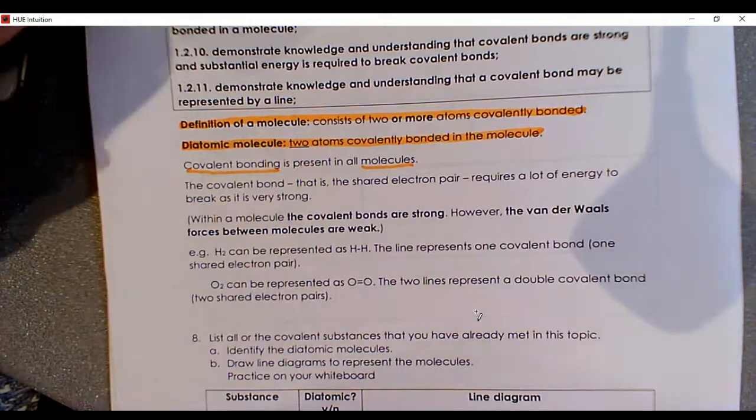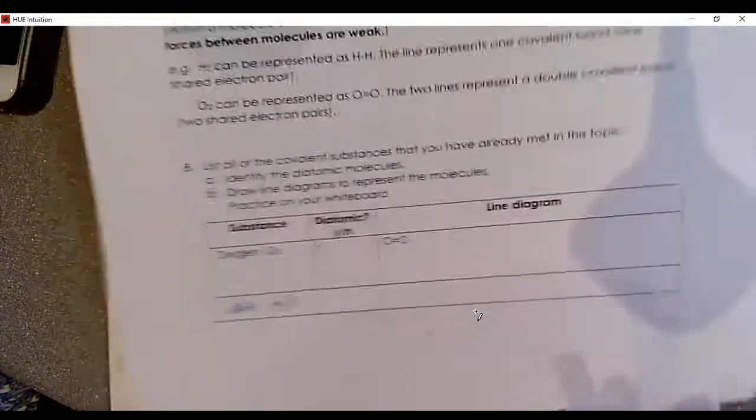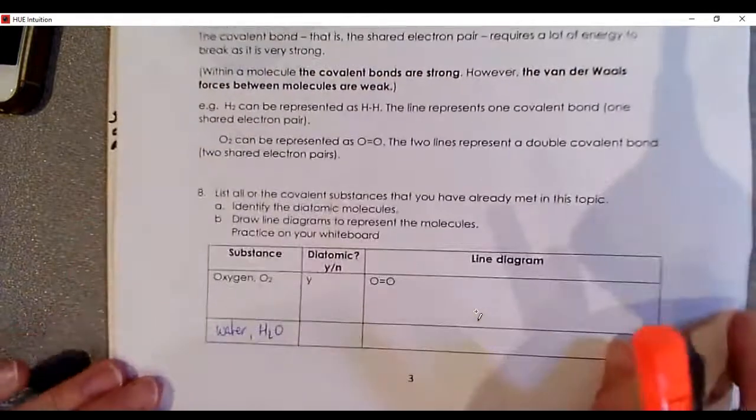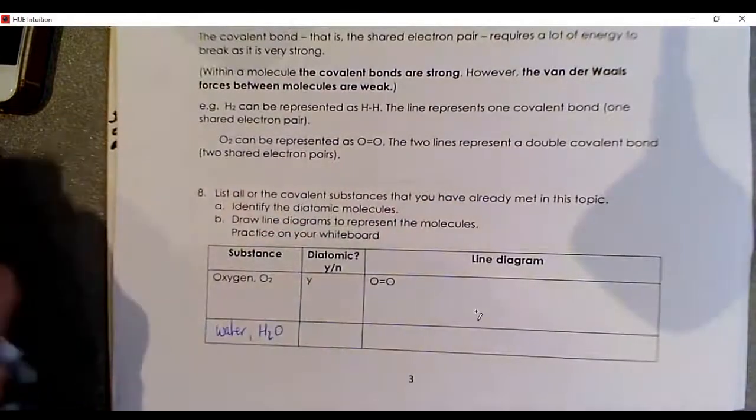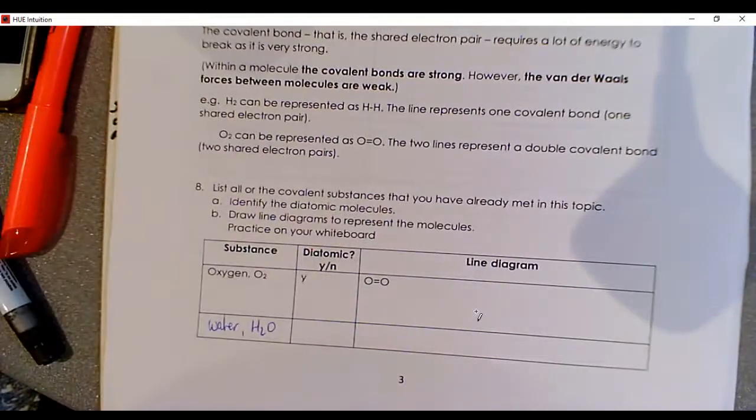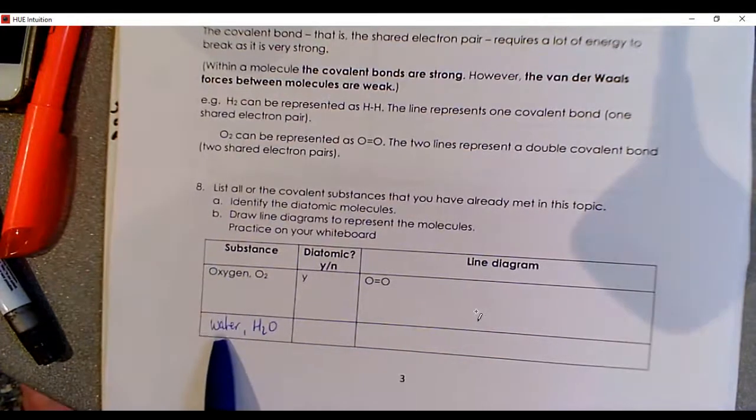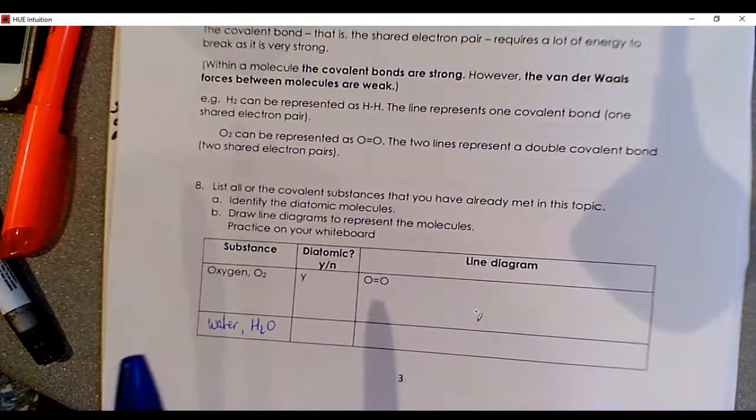We'll come back to that because what we're going to do is have a little revision of all the molecules we've met so far. So we're going to have a look at the line diagrams. We've already encountered these a few times, so let's see if you can apply them again. I'm afraid this table seems to have printed dodgily. We're going to list all of the elements that we've met, compounds, all of the molecules that we've met.